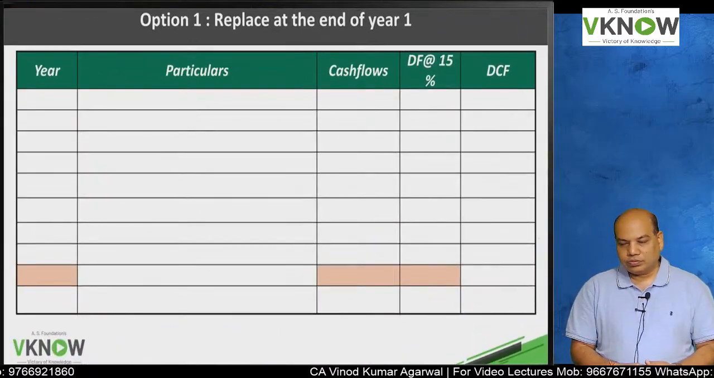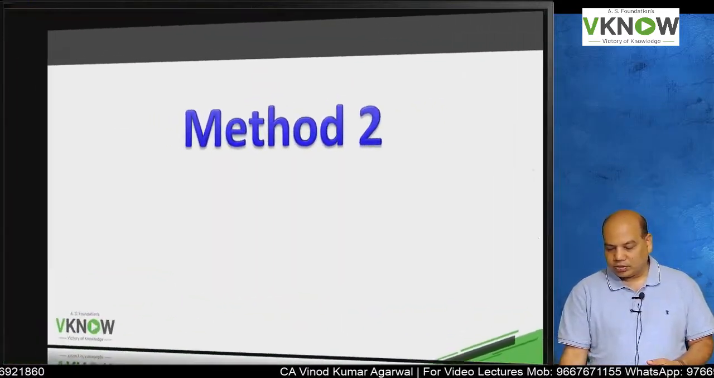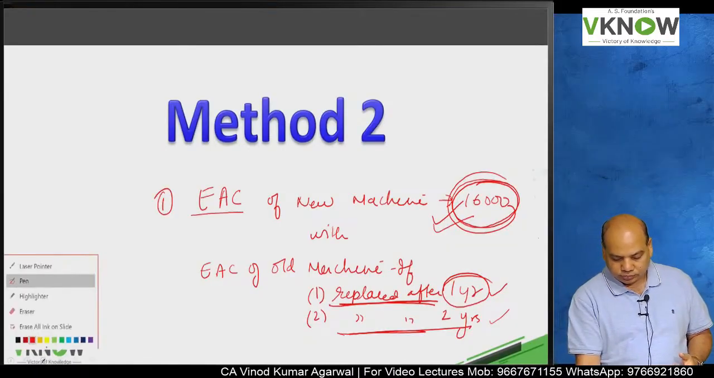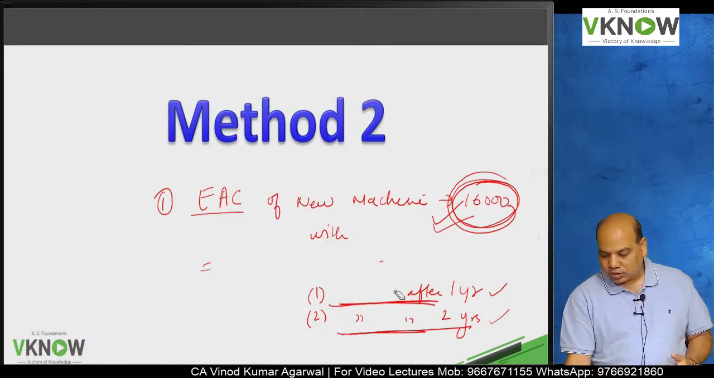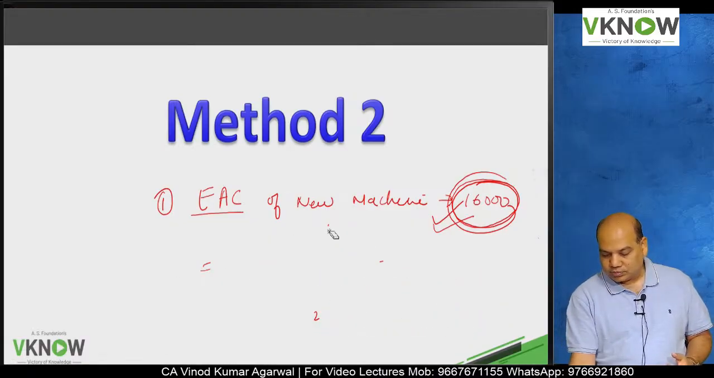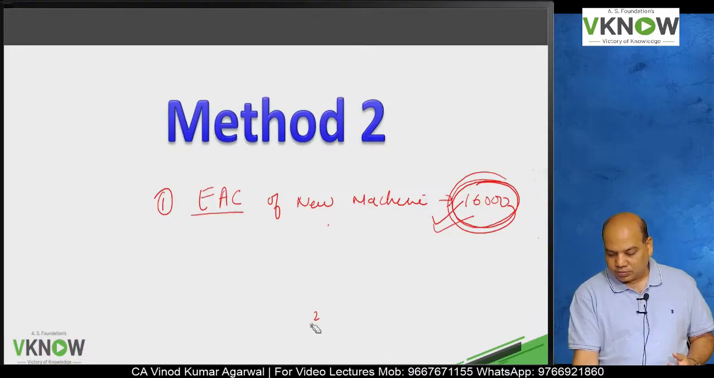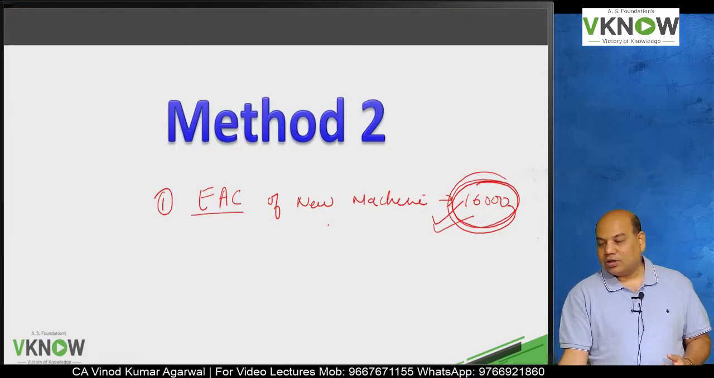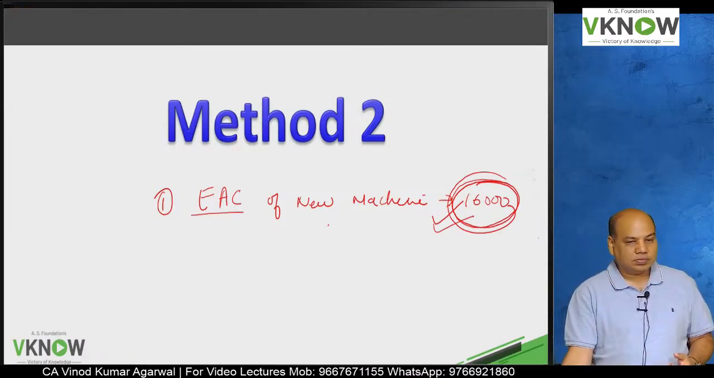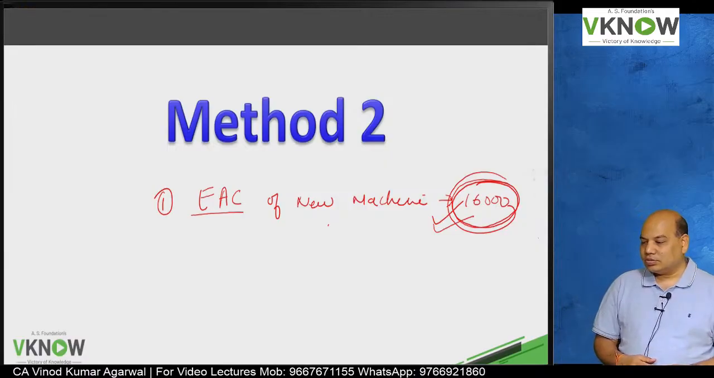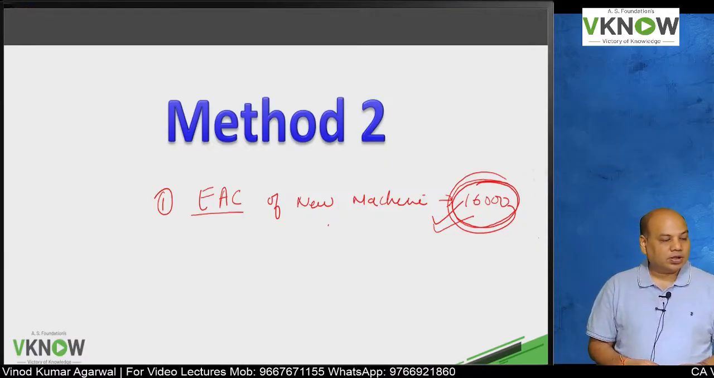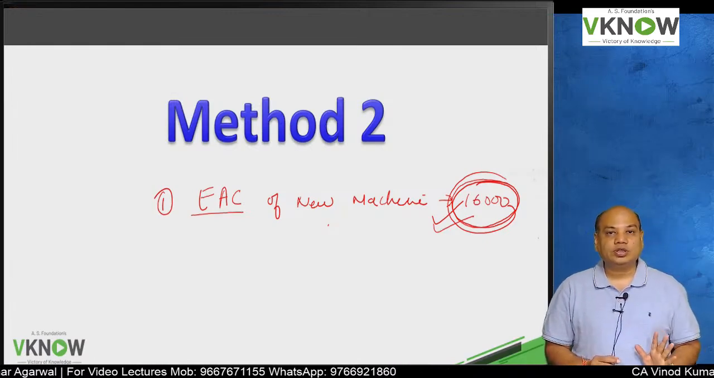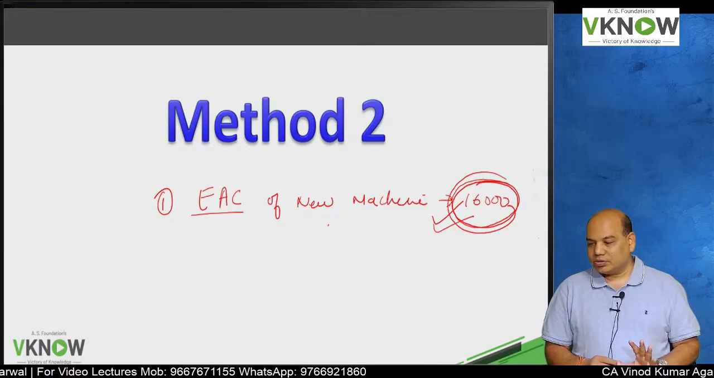So write down, before writing this option 1, first write down point number 1, EAC of new machine, in bracket already calculated, is equal to 16,000. In the exam, don't write already calculated, you will have to calculate EAC of the new machine first. Okay, 16,000.